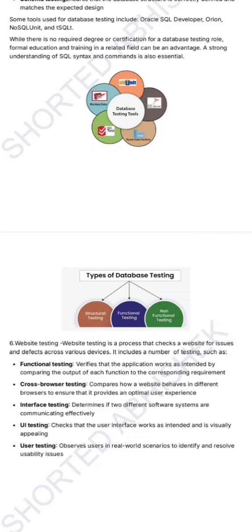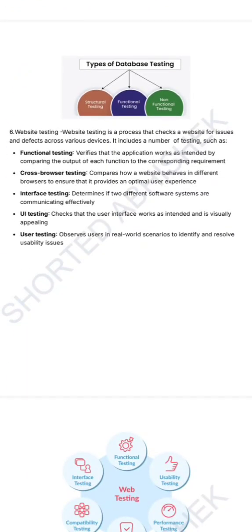Interface testing determines if two different software systems are communicating effectively. UI testing checks that the user interface works as intended and is visually appealing. User testing observes users in real-world scenarios to identify and resolve usability issues.